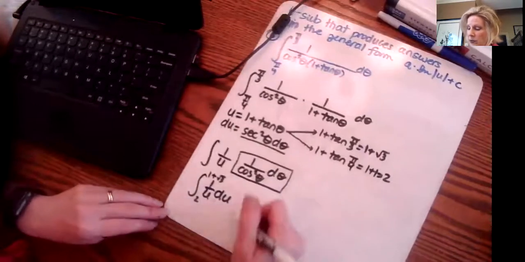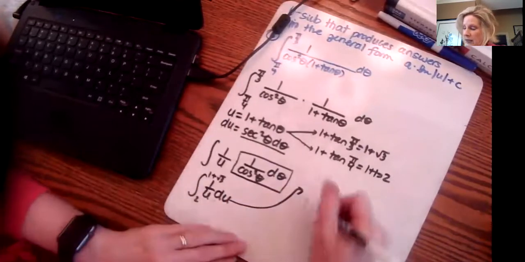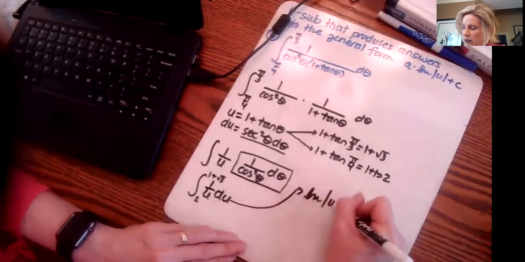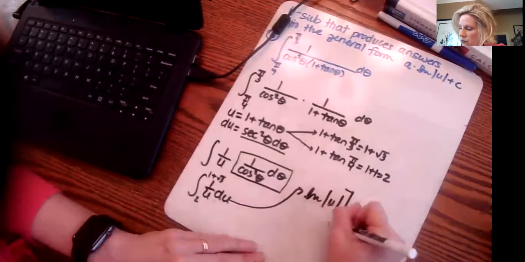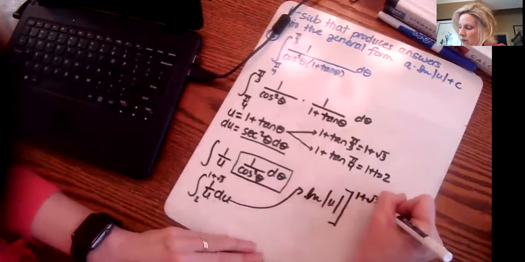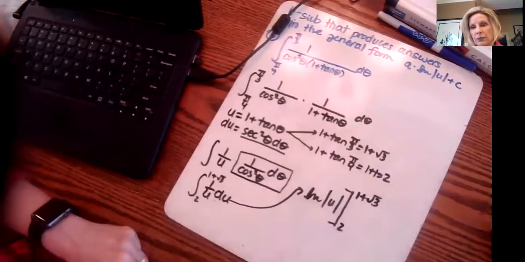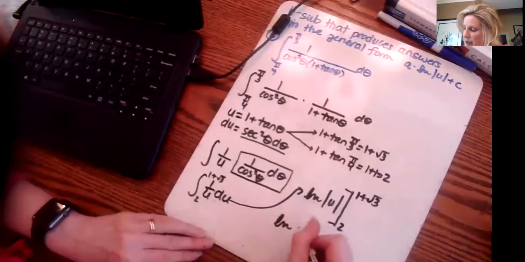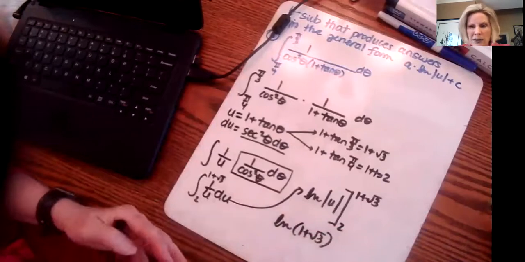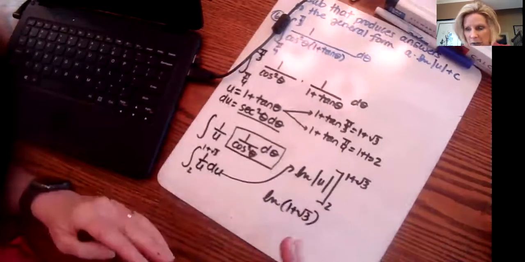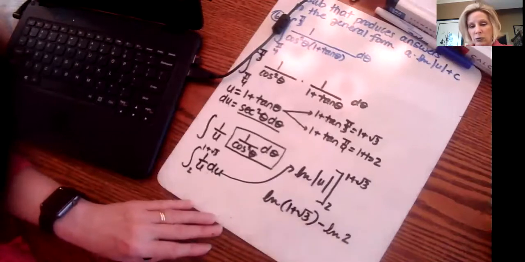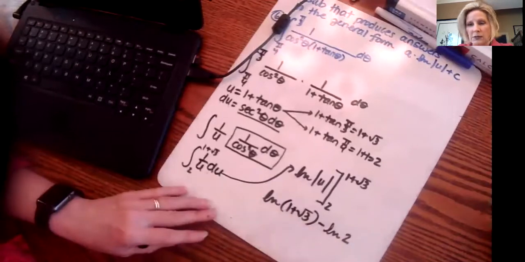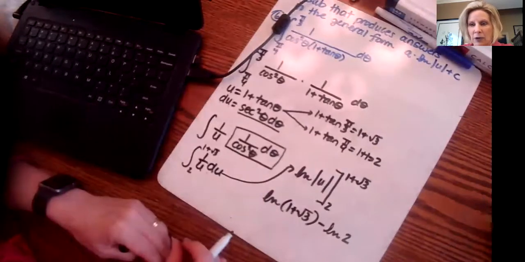All right, so now I'm simply going to say that's ln of the absolute value of u. I hope that's no big deal at this point. And I'm going to go from 1 plus the square root of 3 to 2 on the bottom. So that's ln of the absolute value of 1 plus the square root of 3. But 1 plus the square root of 3 is already positive, so you don't have to hit it again with the absolute value bars. Minus ln of the absolute value of 2. But again, 2 is already positive, so you don't have to add in the absolute value bars.